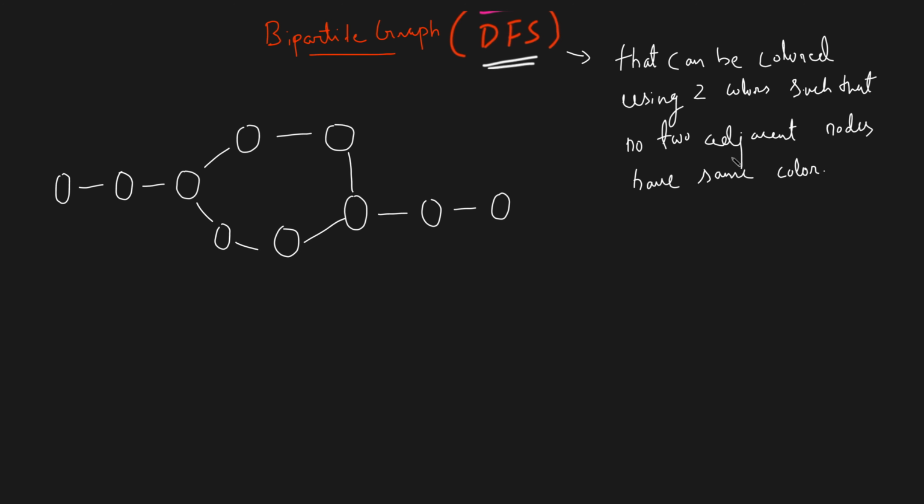Let's understand. So assume there are two colors, blue and green. Imagine I color this node blue. Now I have to color this one with green, because no two adjacent nodes can have the same color. Now this one will definitely be blue. This one green, this one blue, this one green, this one blue, this one green. So this is green, so this has to be colored with blue and this has to be colored with green.